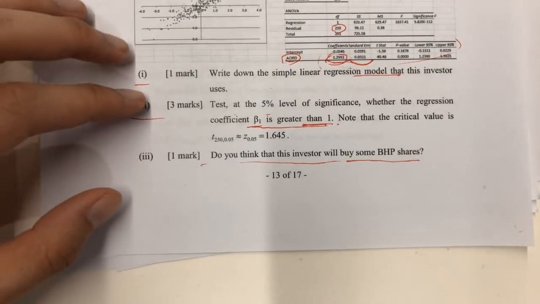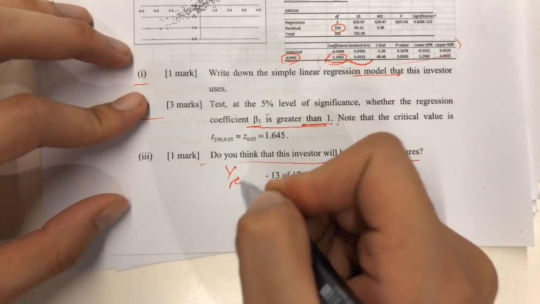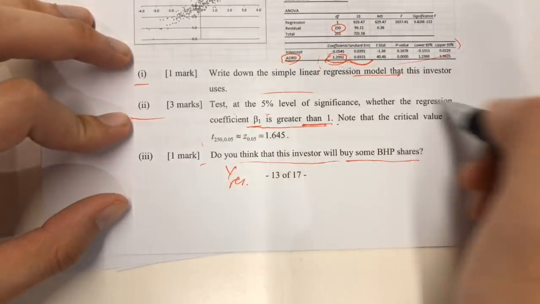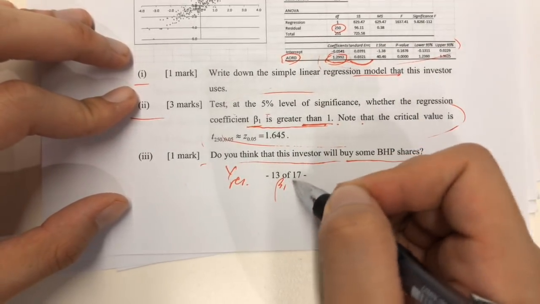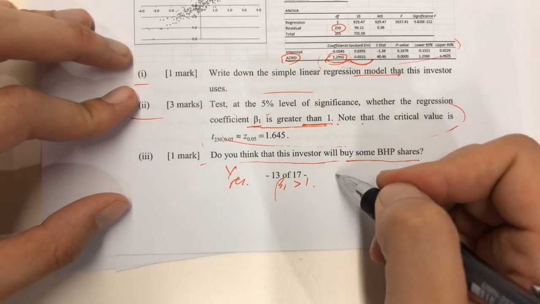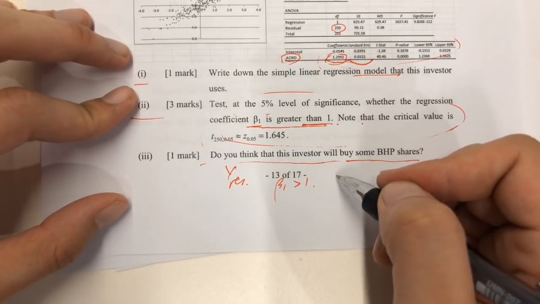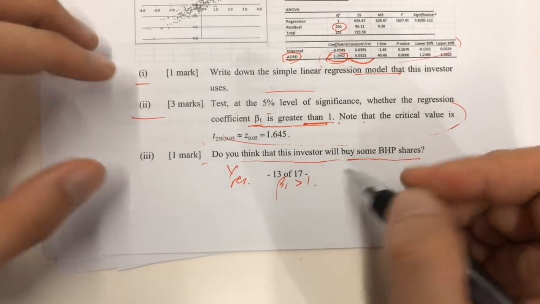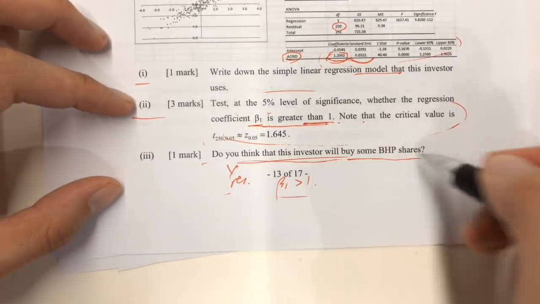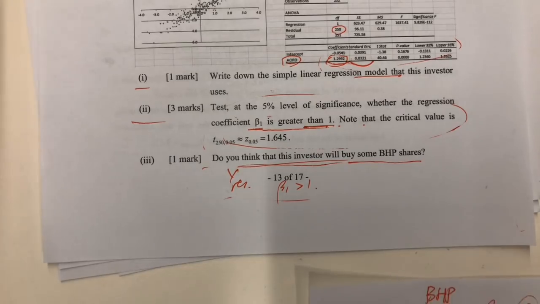Okay, everyone happy with that? So yes, because from the test result from question 2, we know beta 1 is greater than 1, which means the return of BHP is greater than the return of AORD, and then we believe this investor will buy some BHP shares.